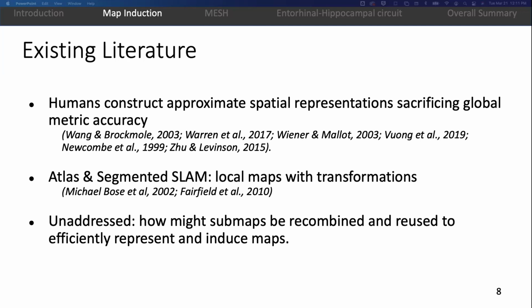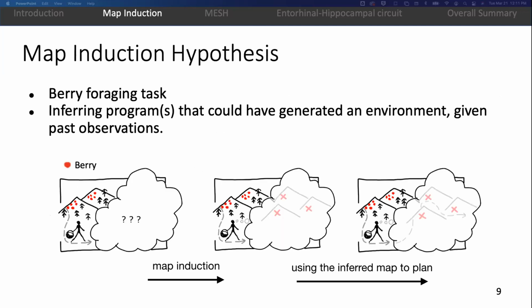However, one thing that's unaddressed in the literature is how might you use these local maps recurrently, right? How can you build submaps that are reusable such that they can be composed to induce maps of spaces that haven't been seen before? So that's where we come in. We propose a map induction hypothesis, which suggests that humans might be exploring spaces by inducing the maps of spaces based on the regions that they've already seen, and also of maps of similar environments that they might have seen before. So for instance, a simple example is a berry foraging task, right?